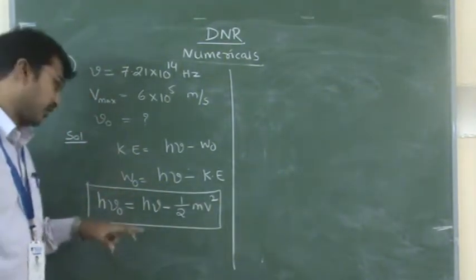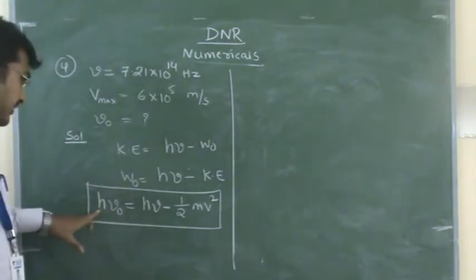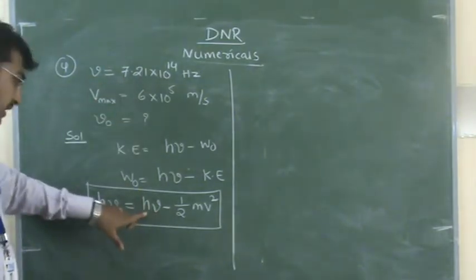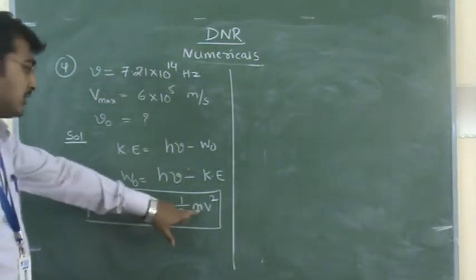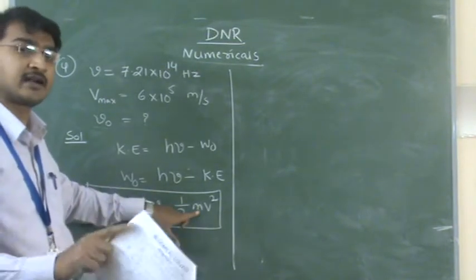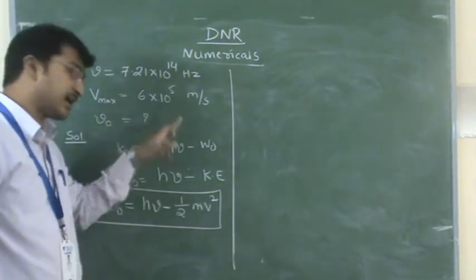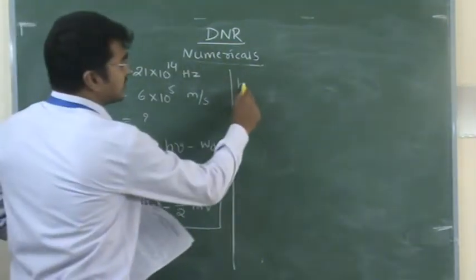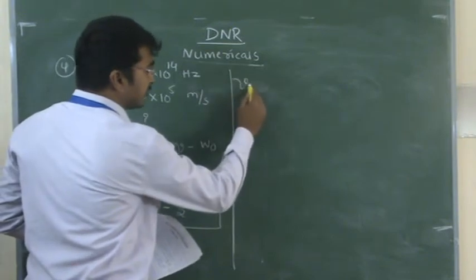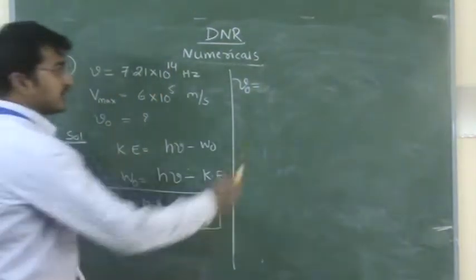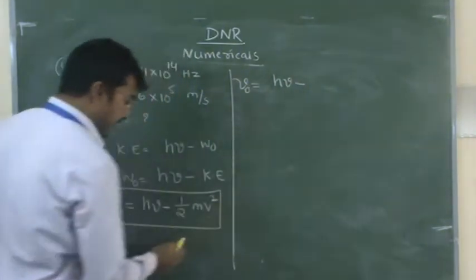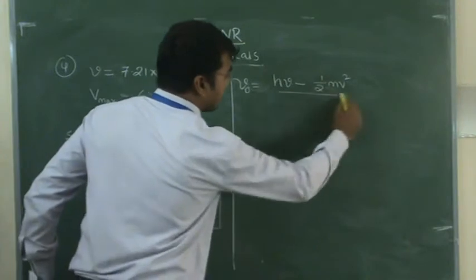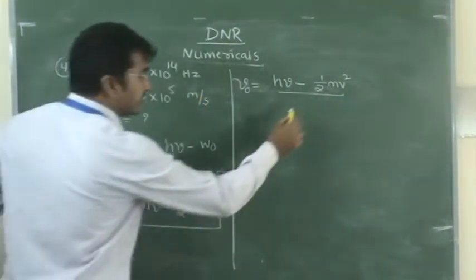So every data we know now. What we have to find? Nu naught. The h value we know. Nu, the incident frequency, also given. h value fixed. Half into m, what is m? Mass of the electron. Velocity of the electron is given. Substitute all the values. h nu naught. Otherwise, directly nu naught is equal to h nu minus half mv square, divided by h.